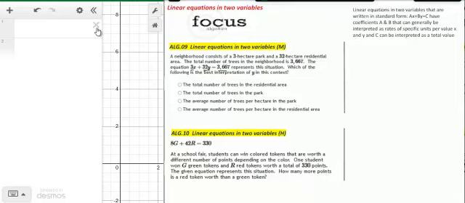Up here, you can see it's the area of each of those items. And so here you would see that the x is the number of parks, the y's are the number of residential areas. See if you can apply that to this question number 10 here, and see if you can find out how many more points a red token's worth than a green token.